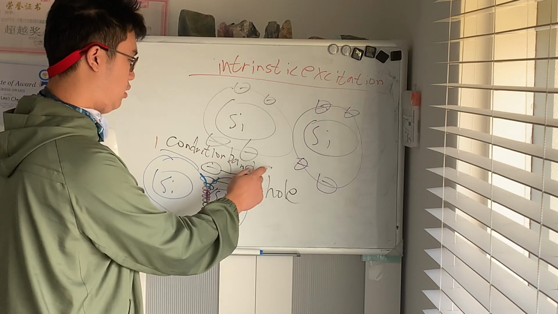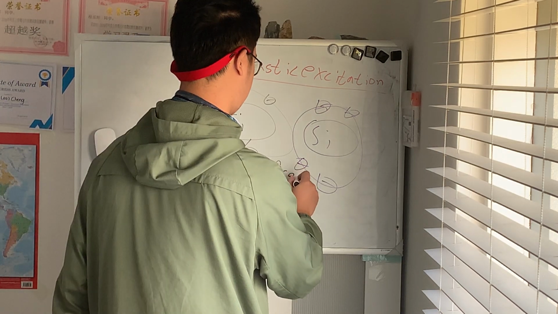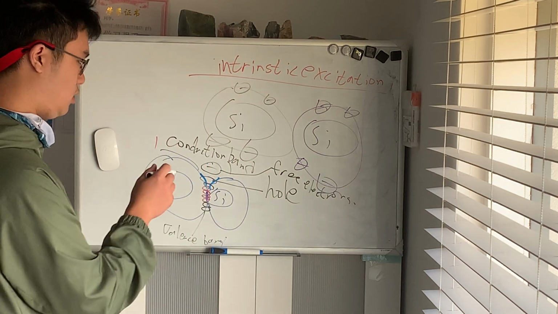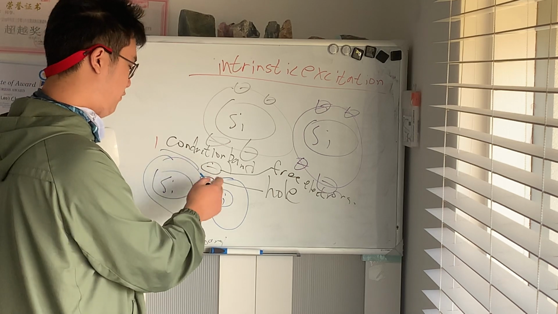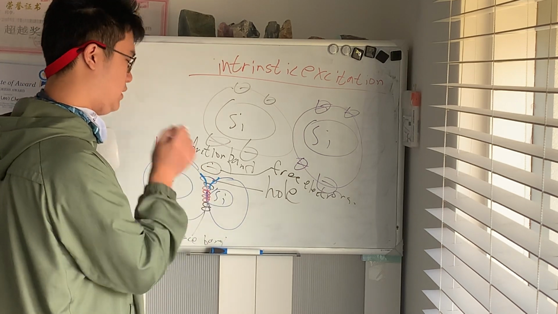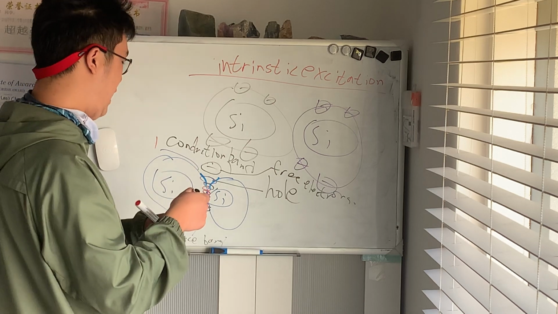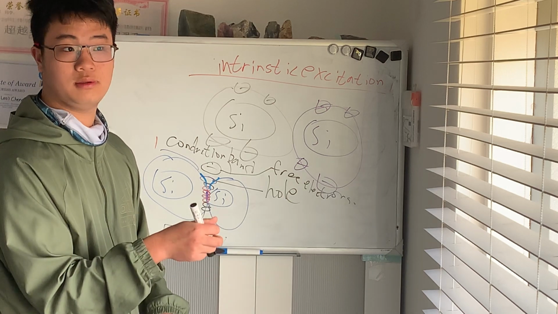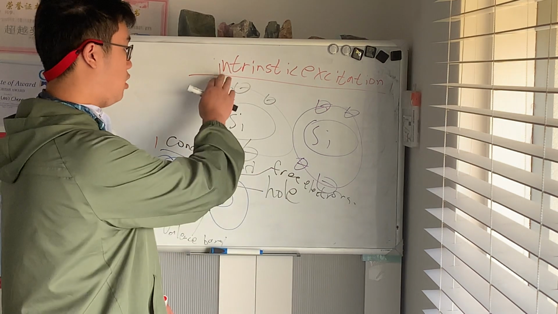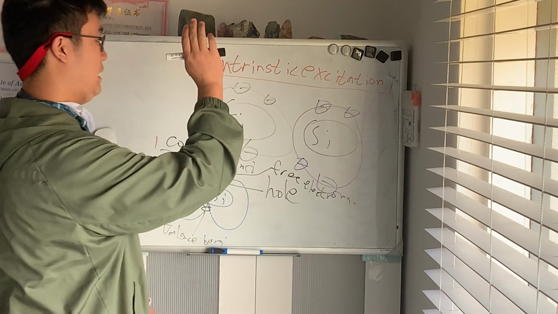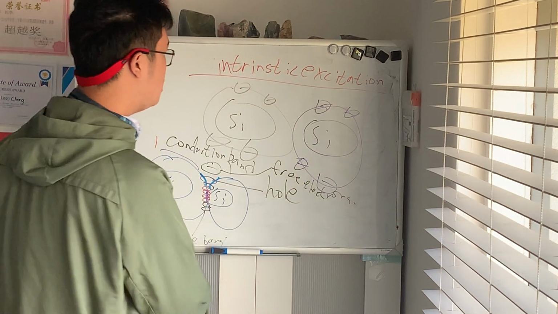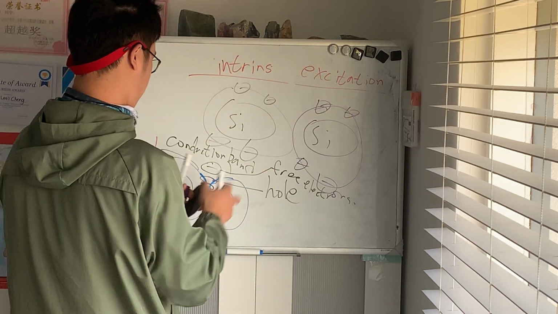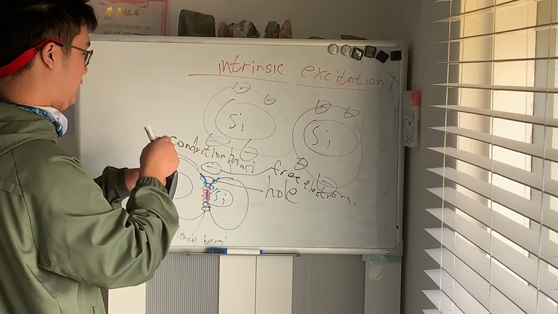Electrons in the conduction band are called free electrons, and the free space in the valence band is called the hole. This has to happen under the condition of heat or light. This is called intrinsic excitation. Intrinsic, my bad, no T, I'm so dumb. Like this, intrinsic.